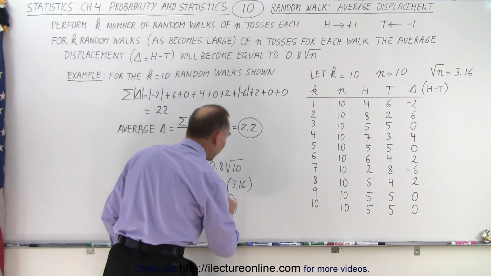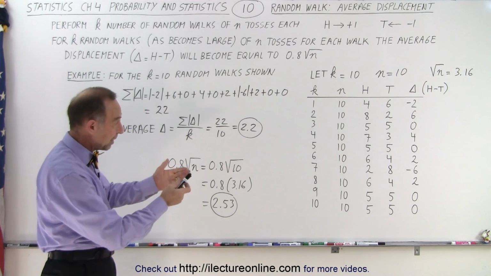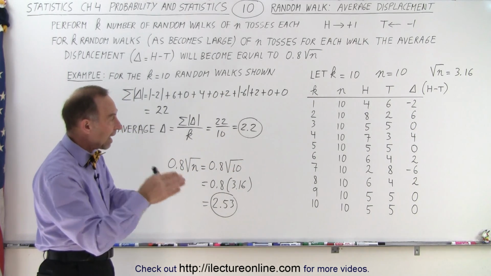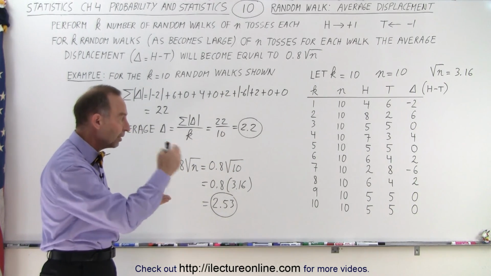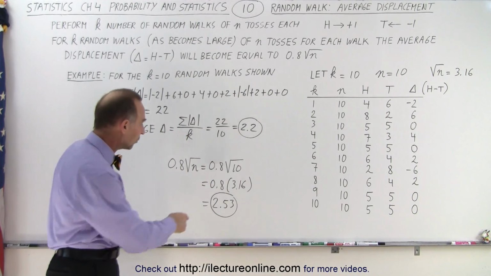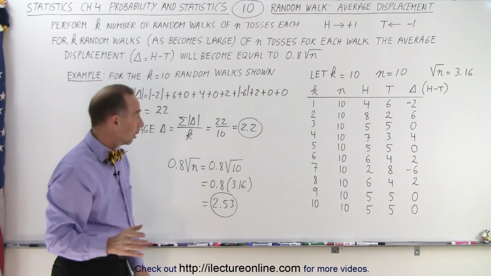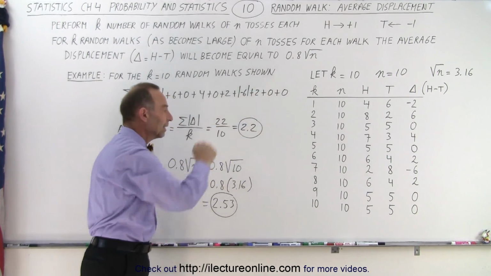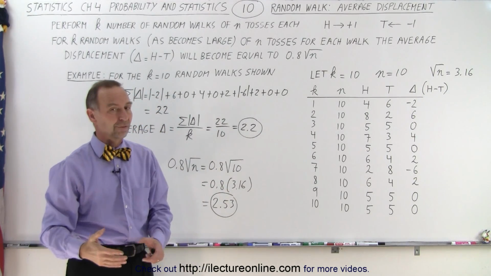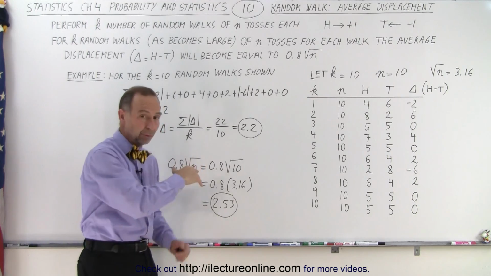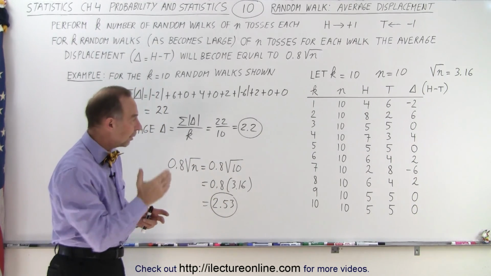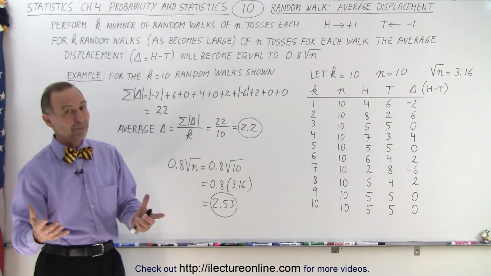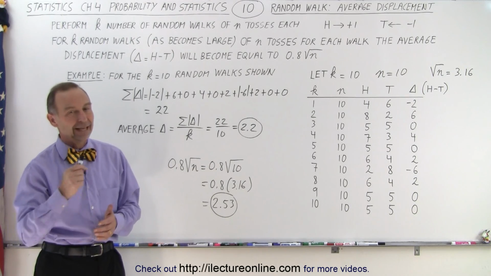In the long run, as k becomes very big, perhaps 100, we would expect the average displacements from where you started to where you end up after 10 tosses over 100 random walks to converge to about 2.53. And notice that 2.2 is what we got for the first 10 random walks here as an example. Of course, if we did another 10, it probably wouldn't be 2.2, it would be some other number. But again, if you keep going and do many, many random walks, it will converge to 2.53, which is 0.8, or 80%, of the square root of n. And that is how it's done.